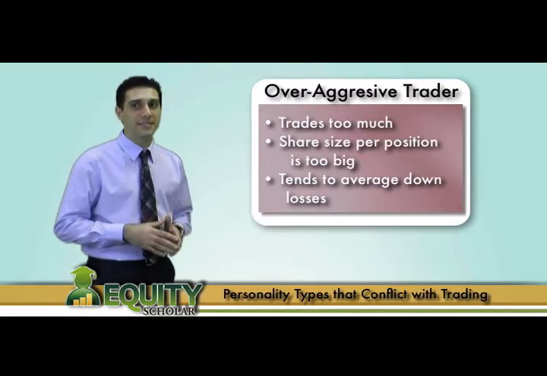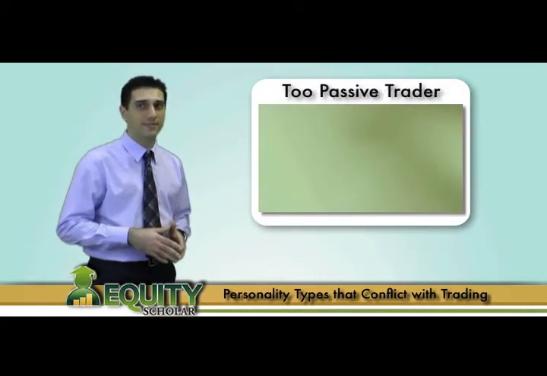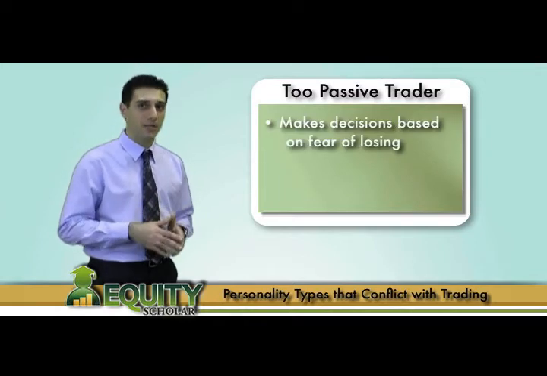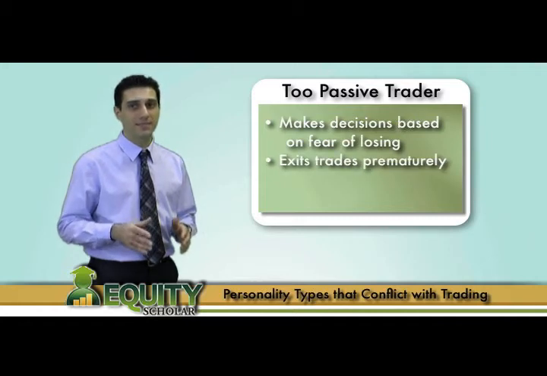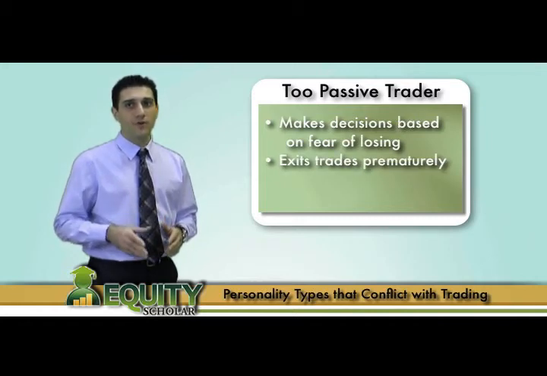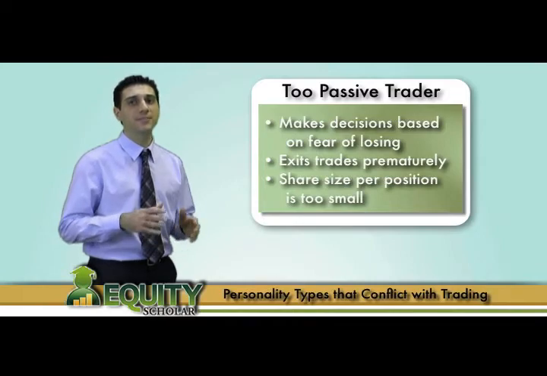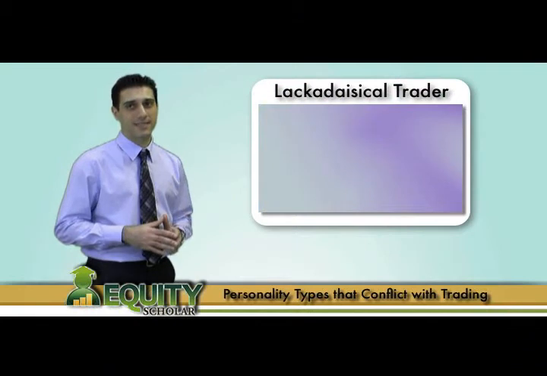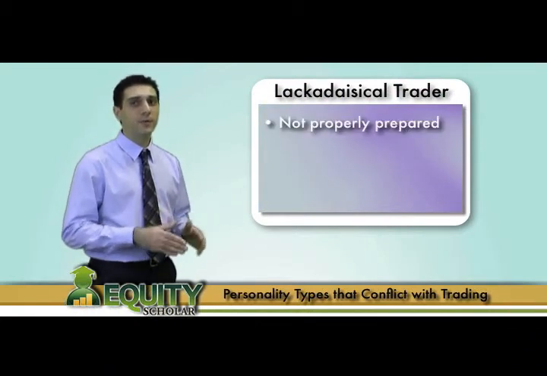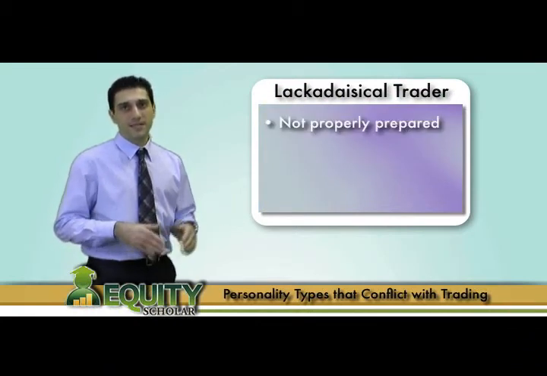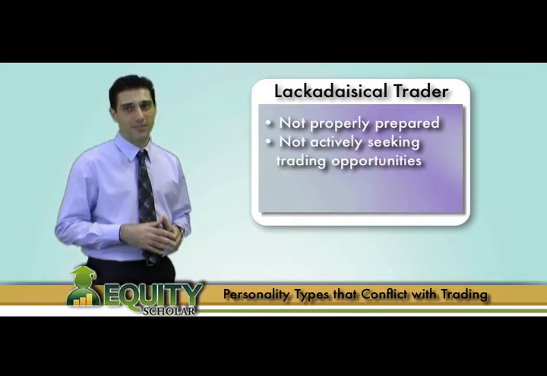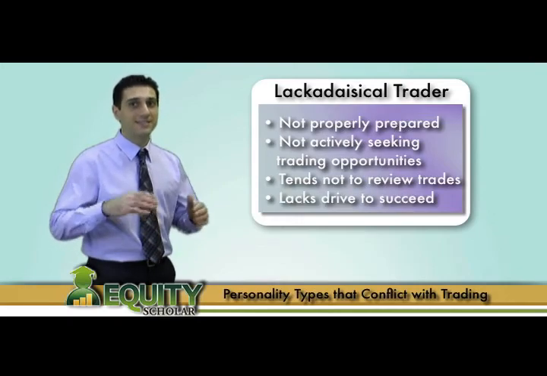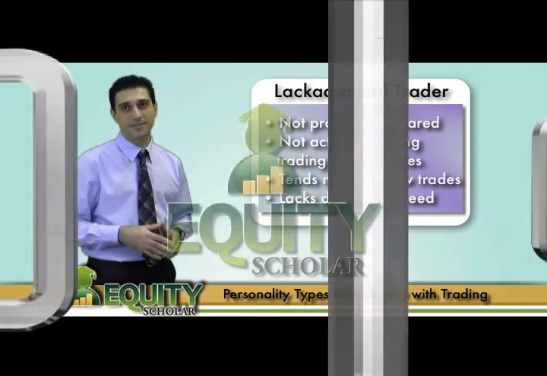Now, the exact opposite of this is the trader who is too passive. This type of trader is ruled by fear of losing money, and consequently trades scared, often exiting positions prematurely. Moreover, traders that are too passive typically enter positions with less shares than they should. Next, there's the trader who is simply too lackadaisical. This type of trader is frequently not prepared for the trading day, does not actively seek out trading opportunities, does not analyze trades after exiting positions, and does not express an eagerness to succeed.